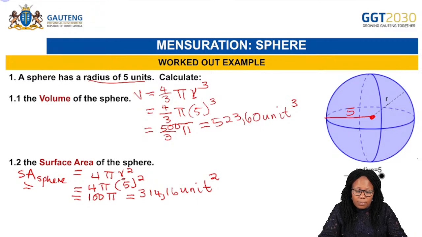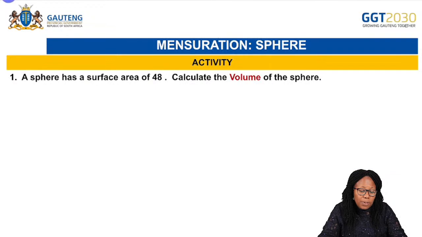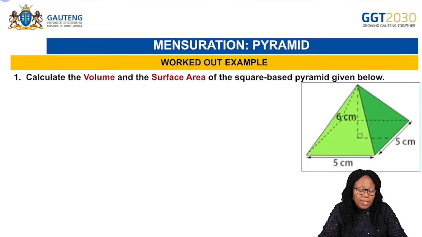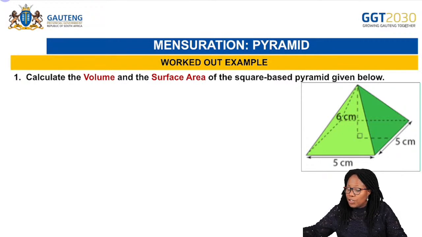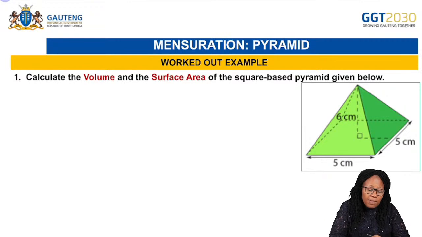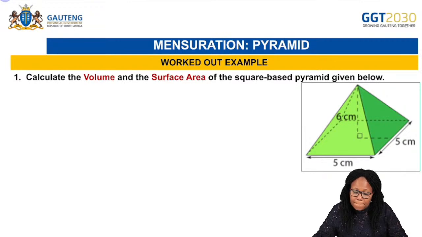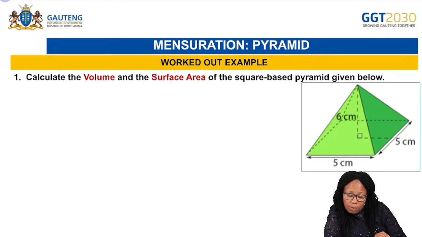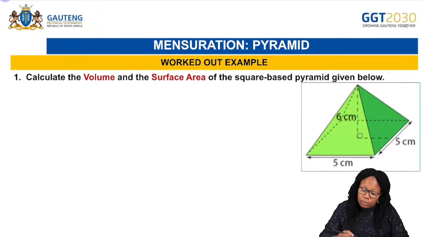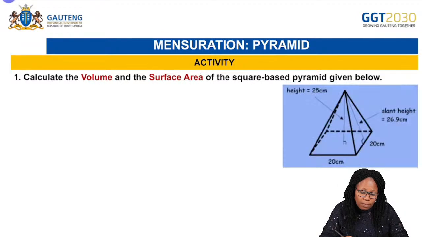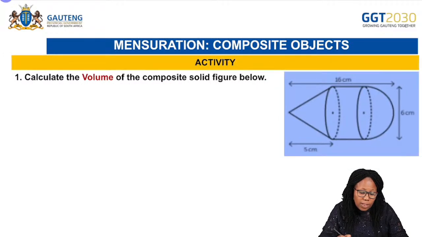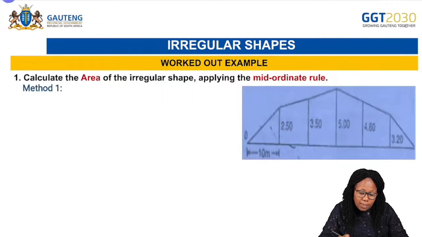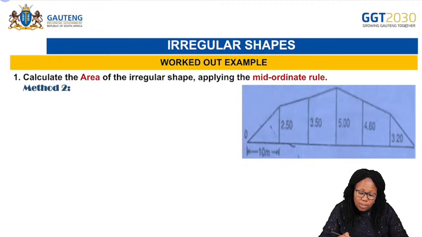Okay, grade 12, that is how we basically calculate the sphere. And then now let's move on to the pyramid. That is the fourth shape, the pyramid. And from the pyramid now, to find the volume, okay, the time is against us, grade 12. I think we can move on to the mid-ordinate now.